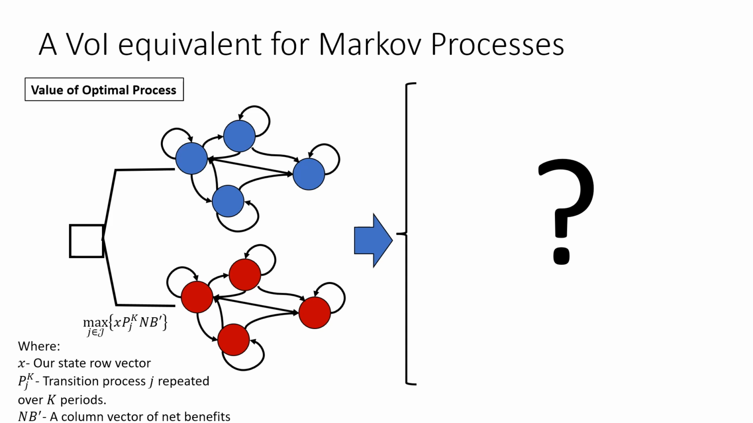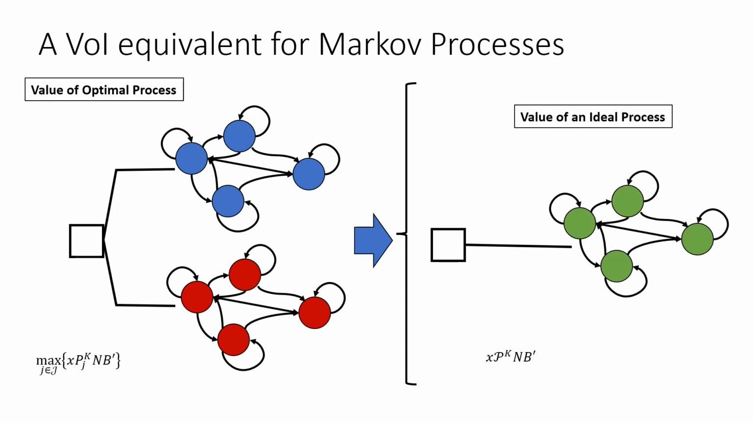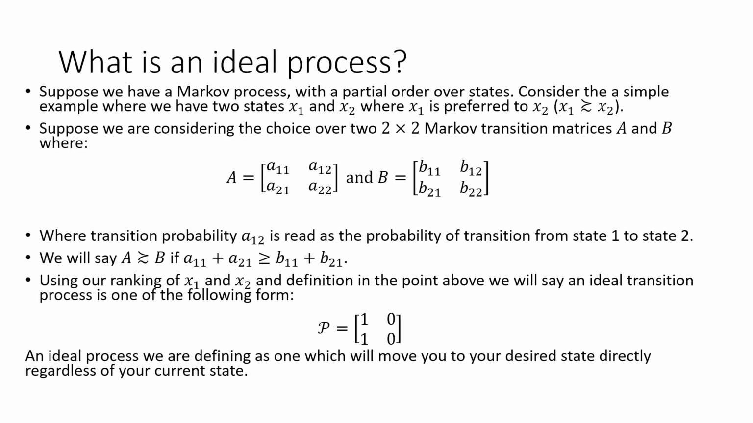Well, what would be an equivalent here? That's what I would like to ask. And what I want to suggest is that we have this notion of an ideal process, where you have a value that is associated with just choosing this ideal process. I've put this little script P here for this transition matrix to show that this is not like our P_J here. This is an ideal process, and we're going to give a definition for what an ideal process is here.